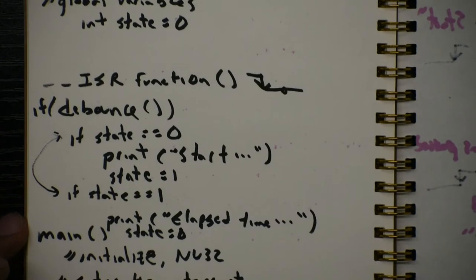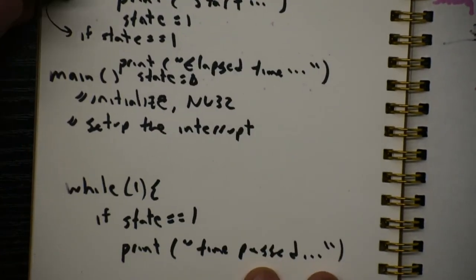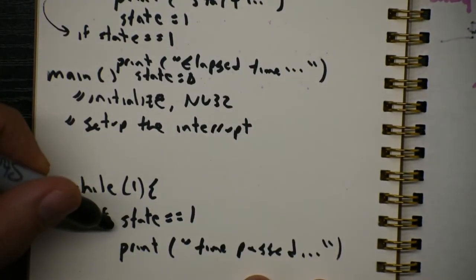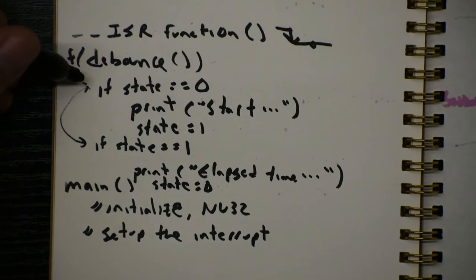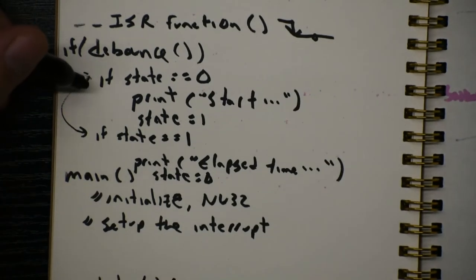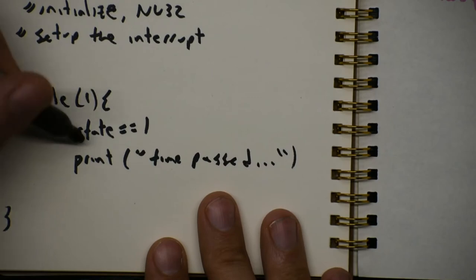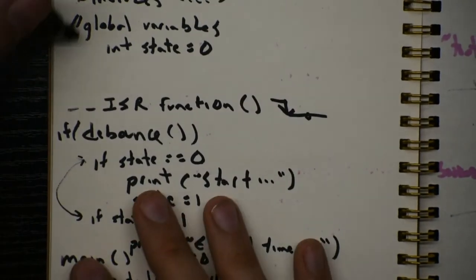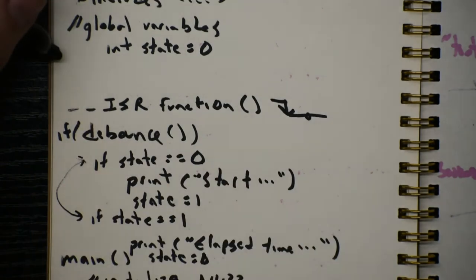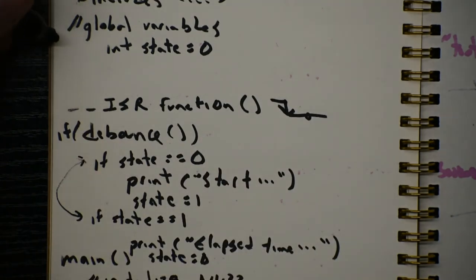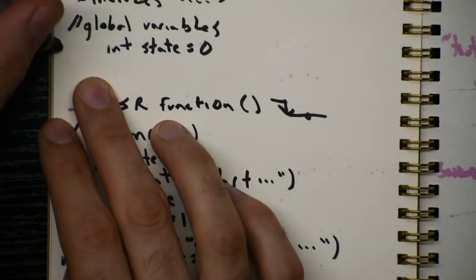Okay, one thing we have to worry about is I'm using the state variable both in my infinite while loop and in my ISR. So it might get stuck in my cache memory. I might change state back to 0 in the ISR, but down here in the while loop I'm still using a state of 1, so it might get confused. So I need to make sure I declare any variable that's shared between the ISR and outside the ISR as volatile.